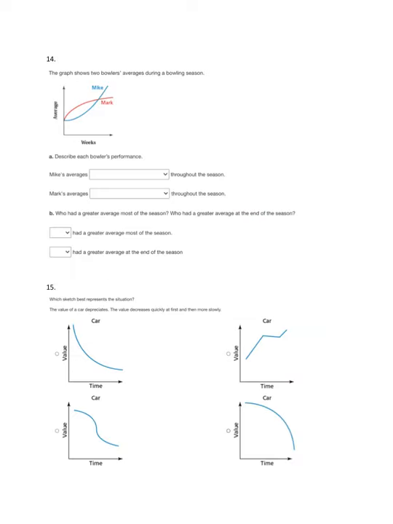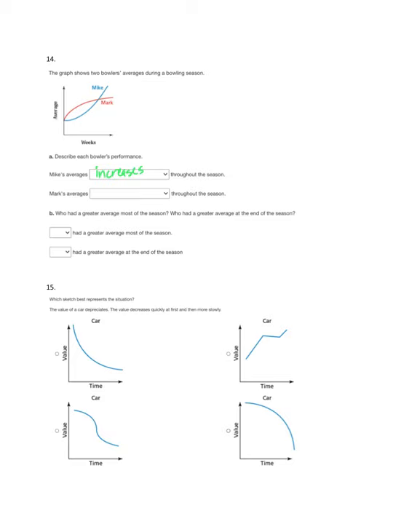Okay, now we have problem 14. We're comparing two bowlers' averages during the bowling season, and we're just describing each bowler's performance. So Mike, we can see he's getting better over time. He starts lower, he's getting better. So it increases throughout the season. Now, it doesn't ask us to get more specific, but if we wanted to, we could say it increases at a slow rate, and then it increases at a faster rate. So it increases at an increasing rate.